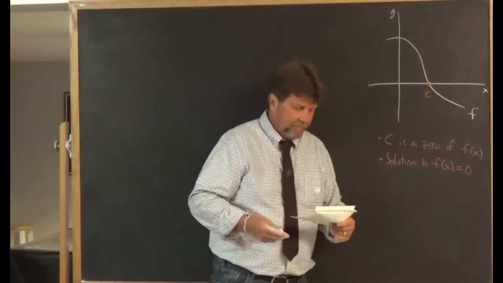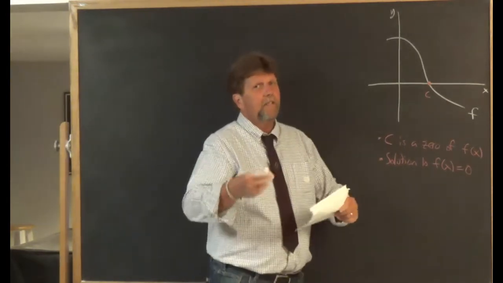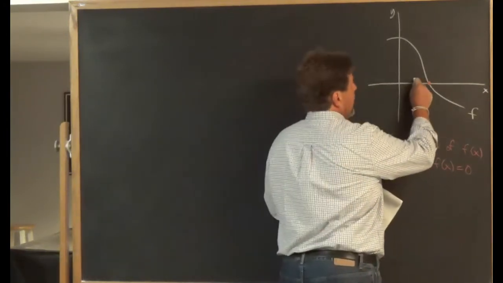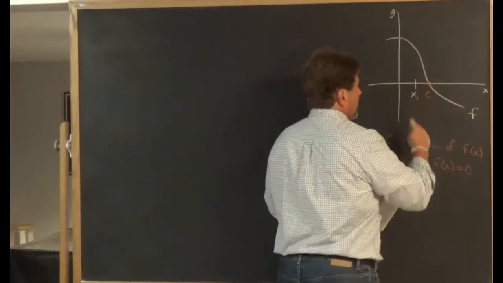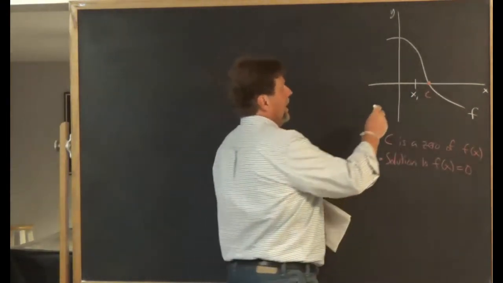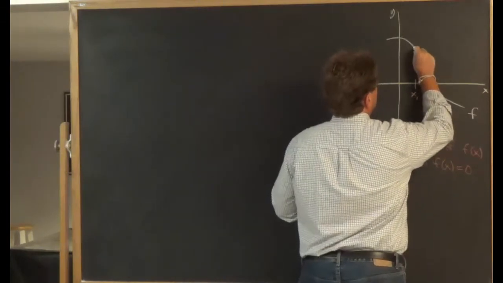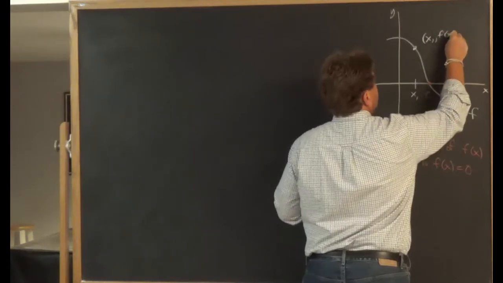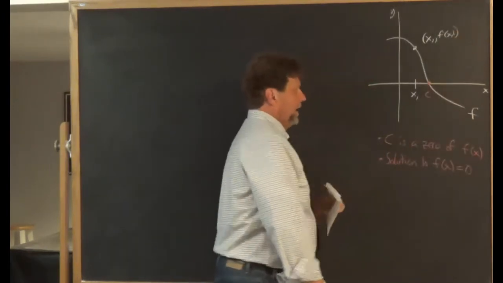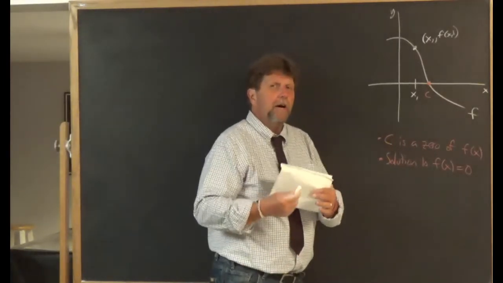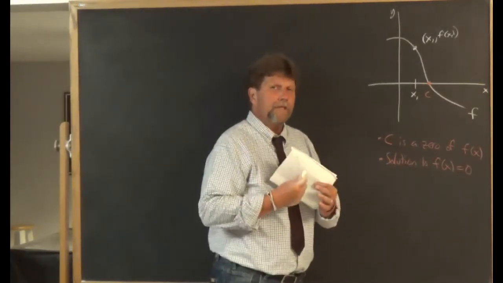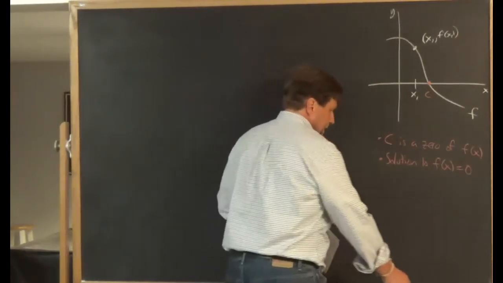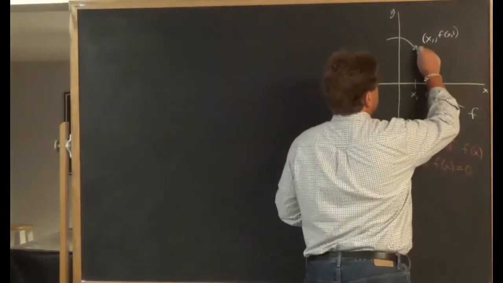So here's the game. Pick a value of x that's close to the zero and call it something. So I'm going to just pick this value right here and I'm going to call it x sub 1. And I can come up to the function. Okay, that's the point x sub 1, f of x sub 1. And what I could do is I could come up with an equation for the tangent line at the point x sub 1, f of x sub 1. And it would look something like, here's what the tangent line would look like.